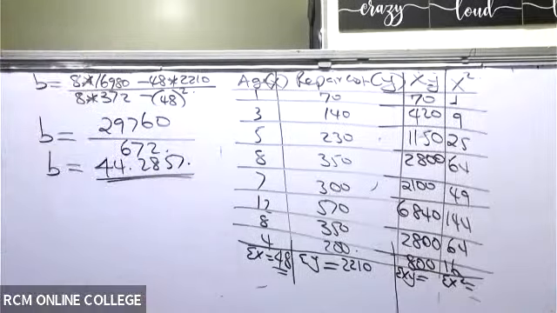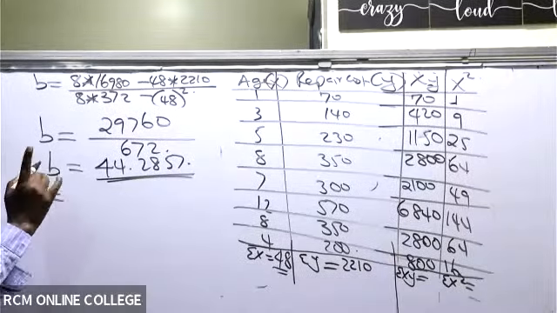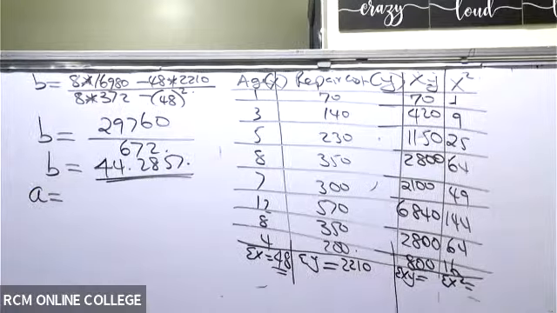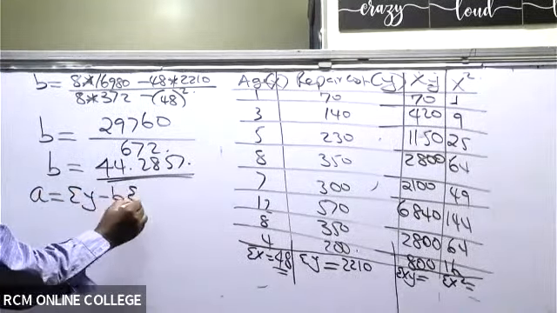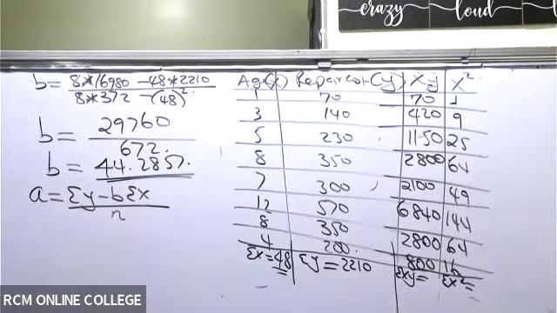So this is the value of B. And once you now get the value of B, getting A is as easy as a walk in the park. To get A, we normally take summation of Y minus B times summation of X, divided by N.